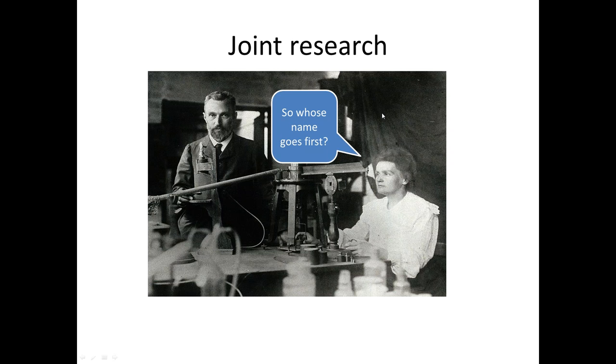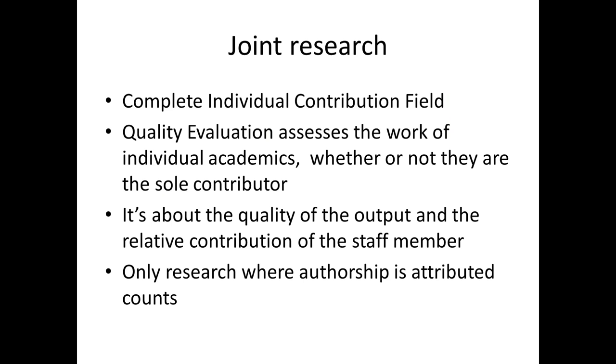Joint research. Okay, there's a section on the EP where a researcher needs to complete their individual contribution, and the purpose of that is to flag what their contribution has been. This should talk about the nature and significance of the contribution, not the percentage. Also note the distinction between co-authorship, where somebody has written something, and co-production, where they have produced something in a collective way, which might be more like an artistic work, an exhibition, a film and so on. Remember that the quality evaluation assesses the work of individuals, whether or not they are the sole contributor.